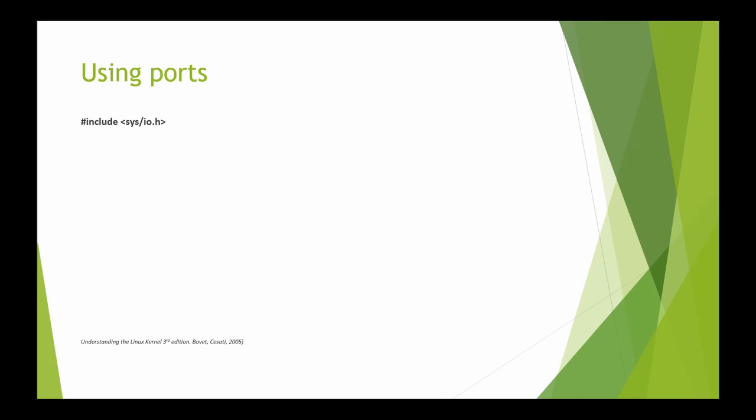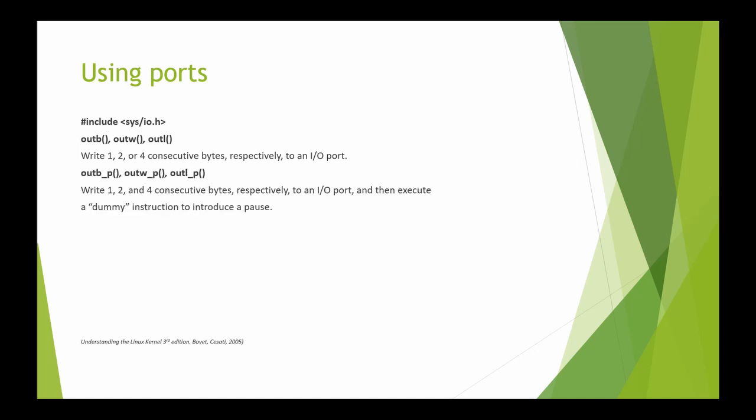Let's talk about how to actually use ports to communicate with our devices. To do this, we must include the io.h header in the sys folder. This header will define the following functions: outb, outw, and outl. The B, the W, and the L represent byte, word, and long respectively, and each of these writes 1, 2, or 4 consecutive bytes respectively to an I/O port. outb_p, outw_p, and outl_p. These instructions do the same as the above, however they add a dummy instruction to introduce a pause.